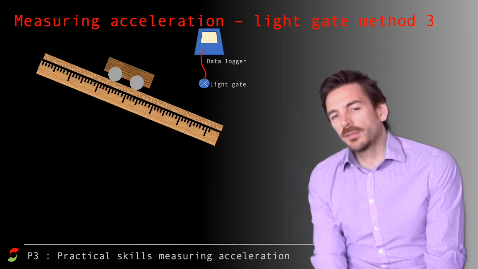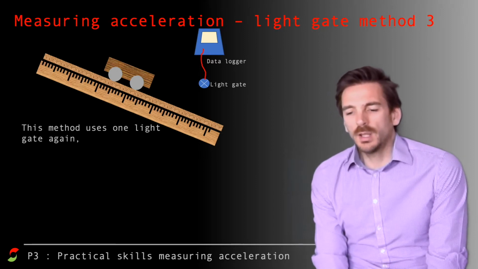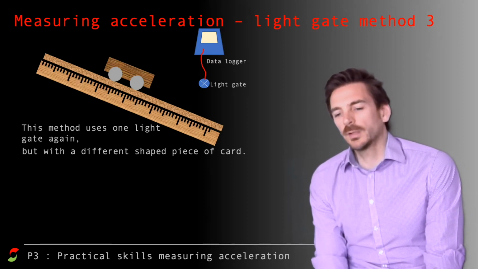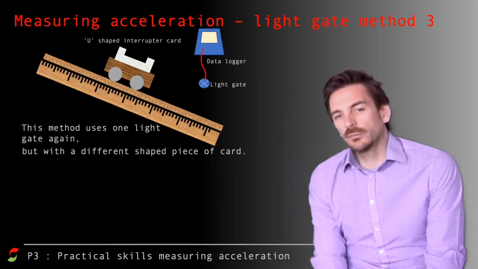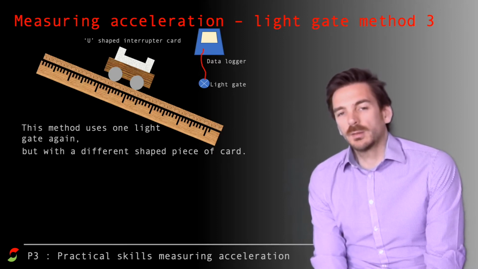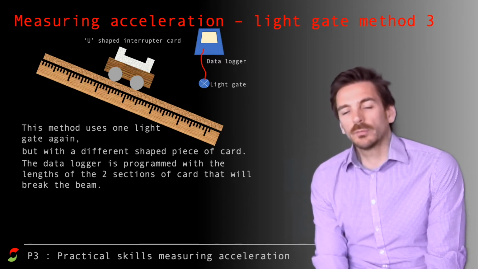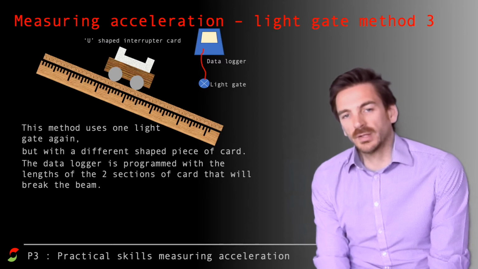So let's look at a third method of using light gates to calculate acceleration. And this one's quite a common method, in which the shape of the interrupter card changes a little bit. It's going to be a U-shaped interrupter card. And those two U-shapes, the two sections that are pointing up, break the beam of light. It's very similar to the last one, but we've only got one light gate. The data logger is going to be programmed with the lengths of those two sections. So it knows the length of the first section, and it's going to know the length of the second section.